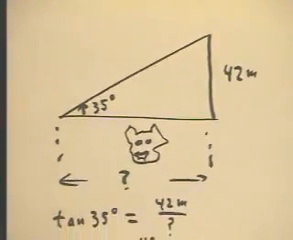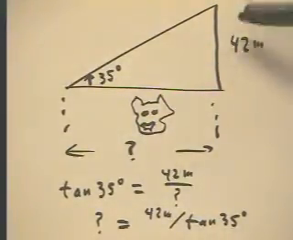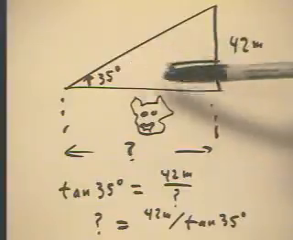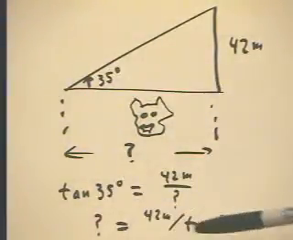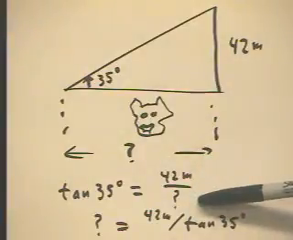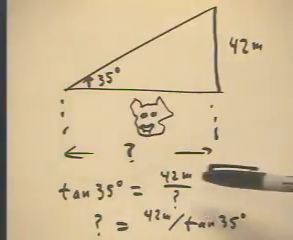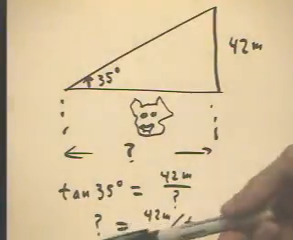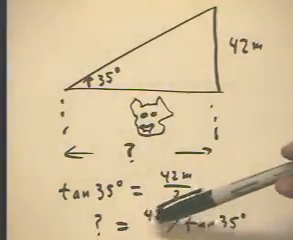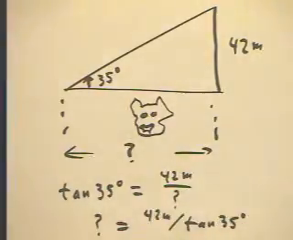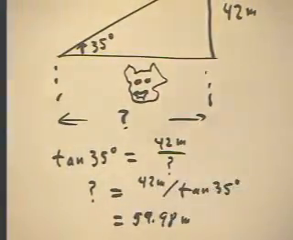Now, if we write out the definition again of the tangent function, and the tangent function is appropriate because we have the side opposite the angle and the side adjacent to the angle. The tangent of this 35 degree angle is 42 meters over the unknown side here. Solving for the unknown side, we multiply both sides by the unknown side, divide by the tangent of 35 degrees. We get 42 meters over the tangent of 35 degrees. And if you calculate that, you might come out with 59.98 meters.